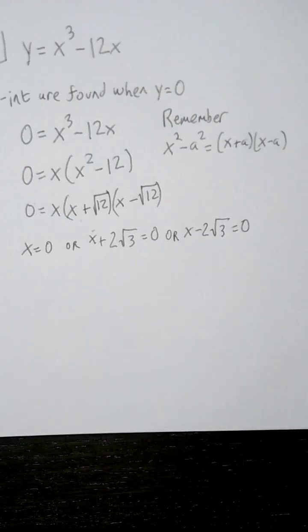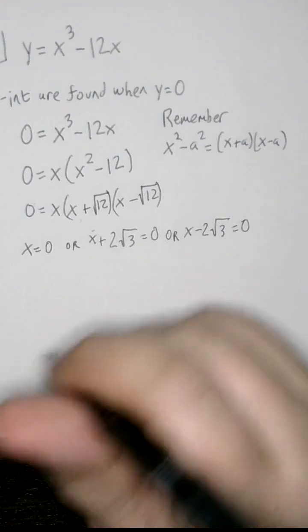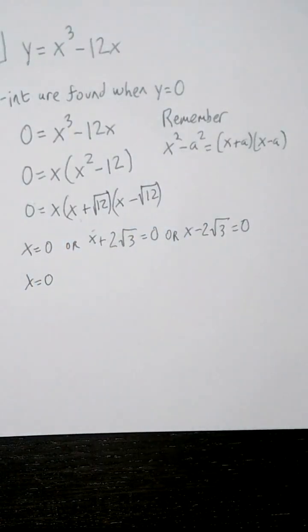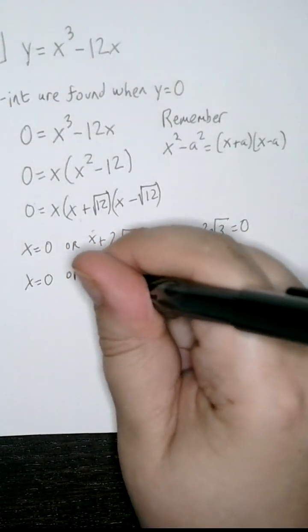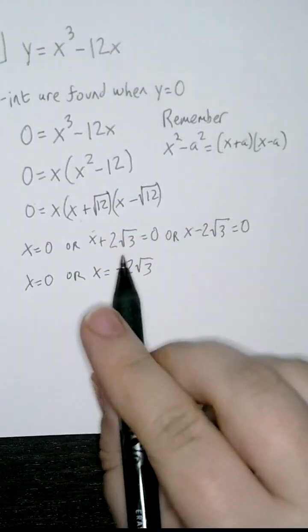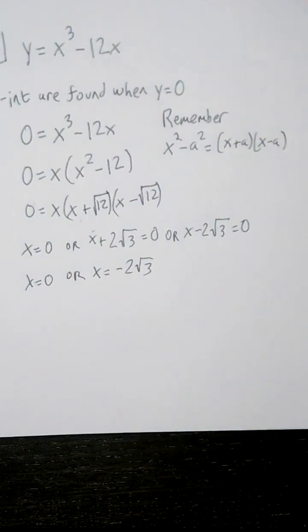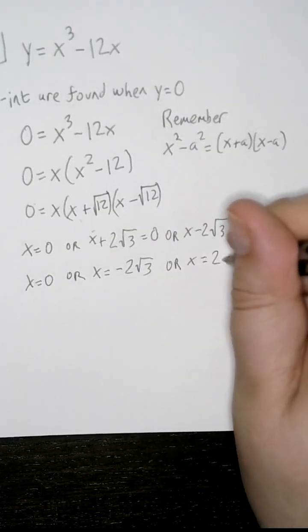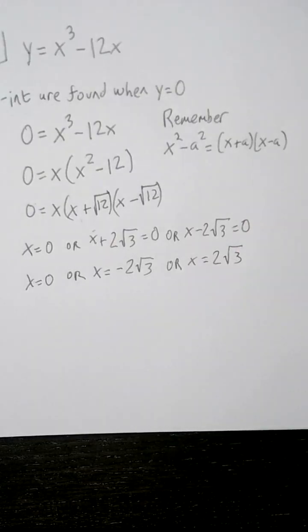If x equals 0, well, that just speaks for itself. So x would equal 0. If x plus 2 root 3 is equal to 0, then x would equal minus 2 root 3, because I can subtract 2 root 3 from both sides. Or x equals 2 root 3. Yeah, that's exactly right. Or 0 and plus or minus root 12. That's right. Thank you, Brentley, for sharing the live.